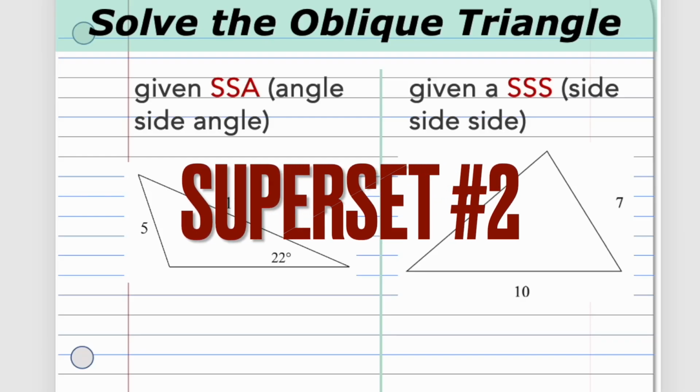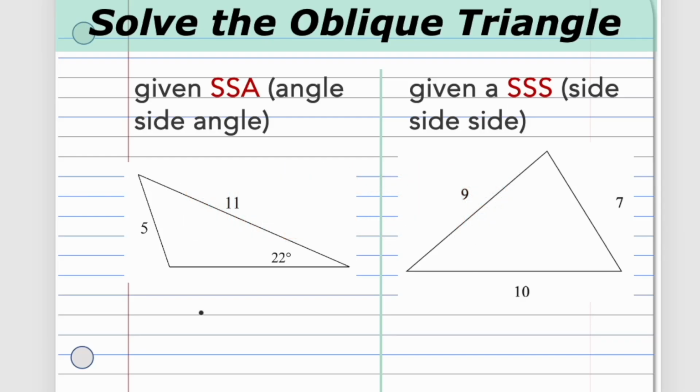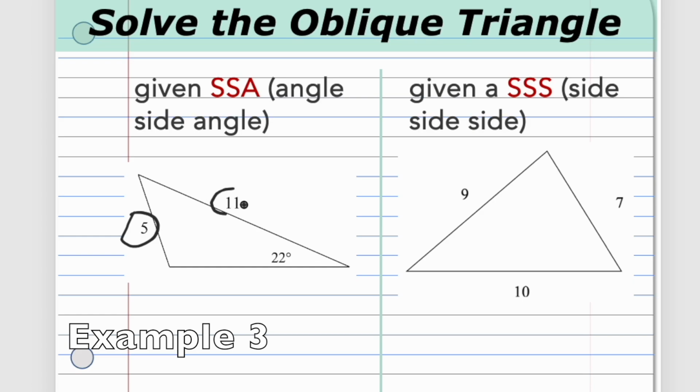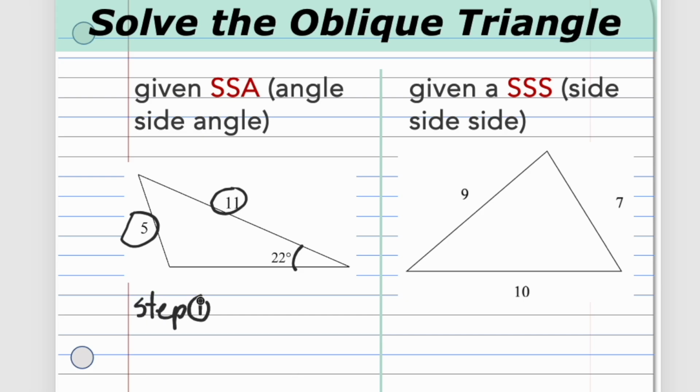Second set, starting with column 1, we're given side, side, angle, and that's enough information to use the sine law. Step 1. When you're given labels, try to stick with the same labels. If you don't have any in the picture, you can certainly decide on any letters yourself. And we'll go A, B, C.